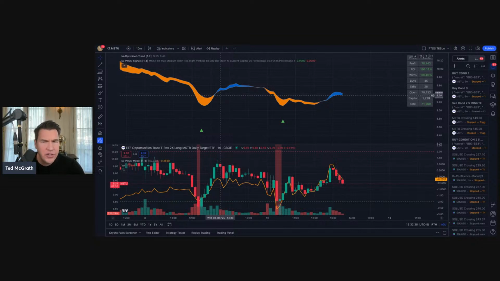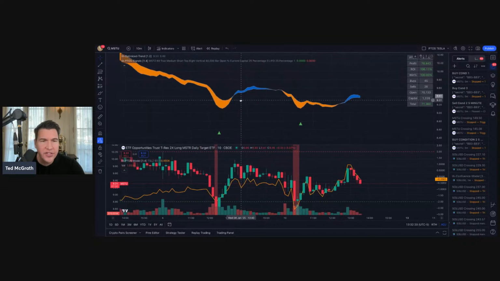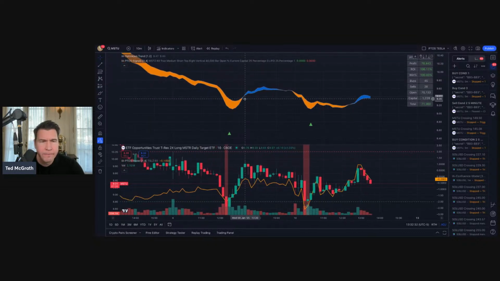Where did the buy signals come in on this thing? Great. So I'm going to show you where the buy signals came in. And you can see this trade's totally and completely different to MicroStrategy. It's a completely different stock.